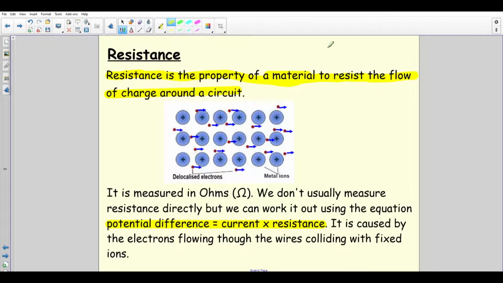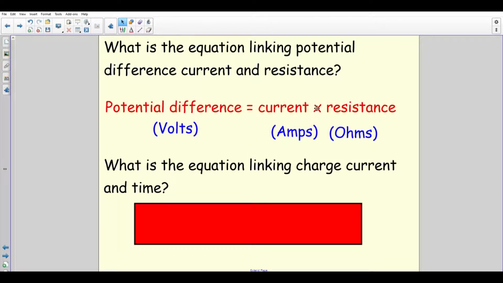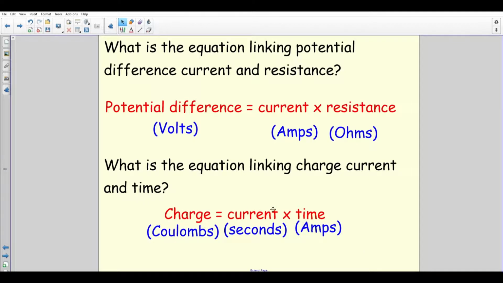Right, moving on now. So we're going to have a look at those equations. The first equation we just talked about: potential difference equals current times resistance, with potential difference in volts, current in amps, resistance in ohms. And our second equation we need to learn for now is charge equals current times time, with charge measured in coulombs, current measured in amps, time measured in seconds.